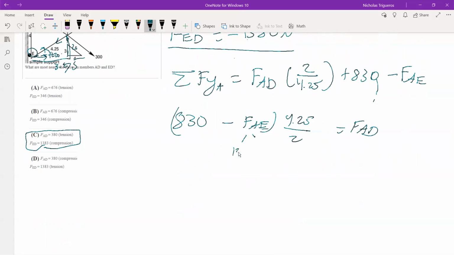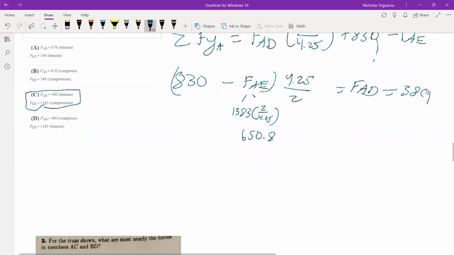FAE, I got around 6 something. 650.8. It's going to be about 1383 times 2 divided by 4.2. 650, yeah, 0.8. Yep. 830 minus that times 4.25. Yep. You get 380.